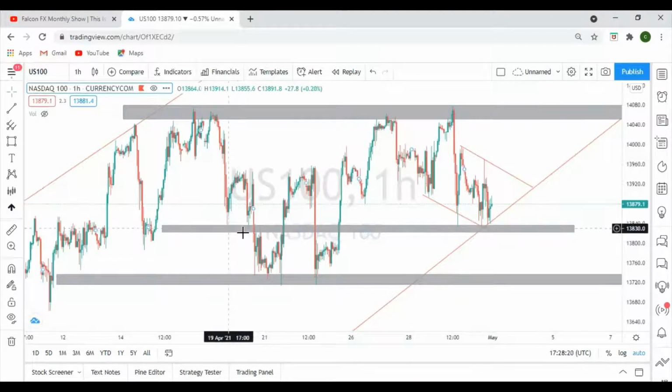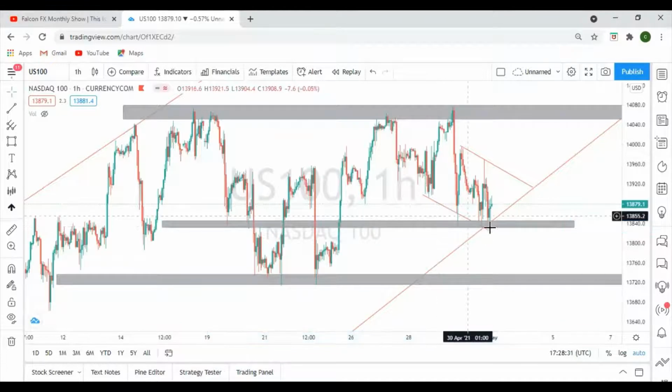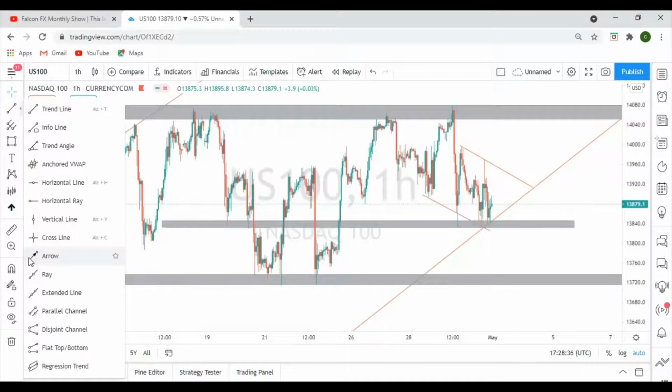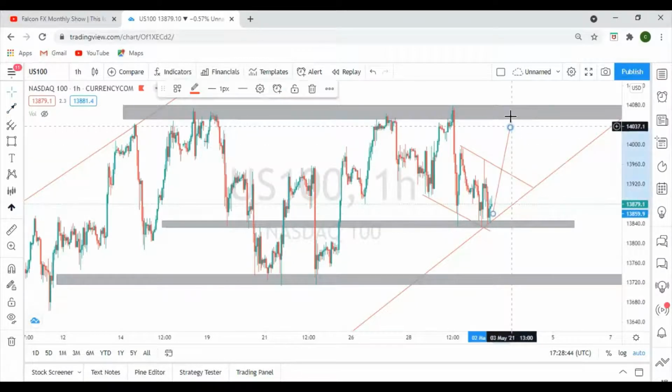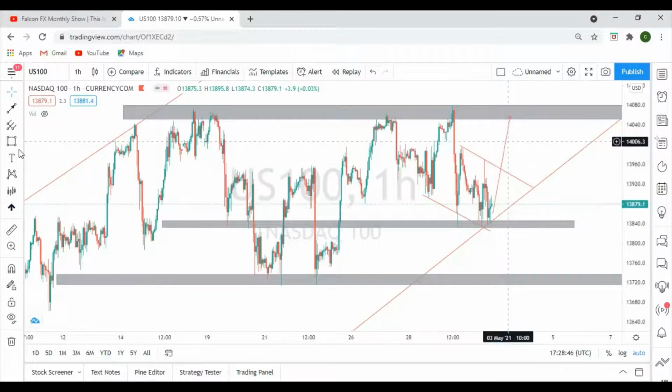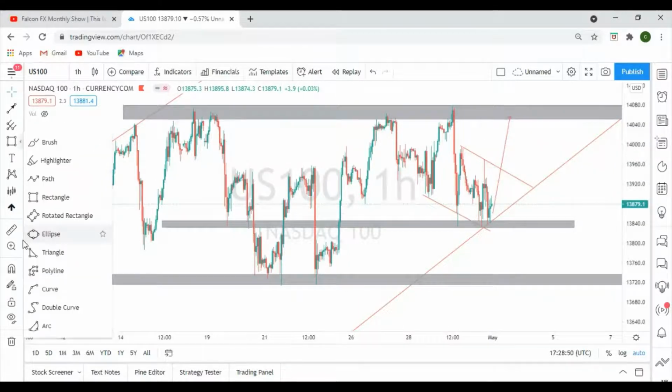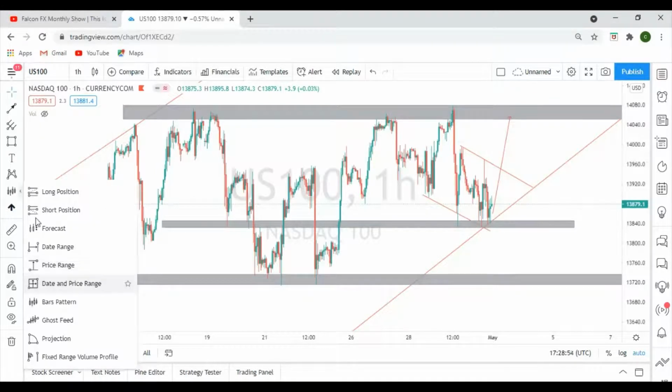We rejected here, 1, 2, then a third touch, and right now we're on a fourth touch. So this is a strong level of support. When Nasdaq opens, there's a high probability chance that we might push to the upside, and your overall take profit is gonna be somewhere around these levels. Don't forget that we are in consolidation.